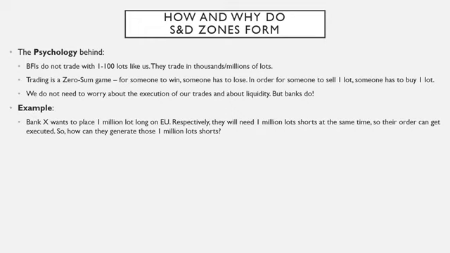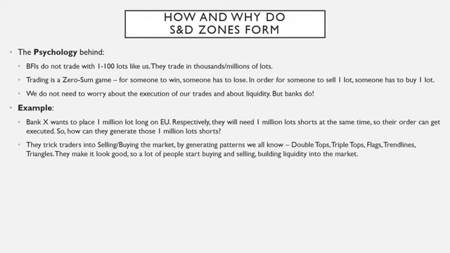And usually that seller of 1 million lots is not just going to be one person. It is us, it is the whole market. So they need to actually find and generate those 1 million lots of shorts. How do they do this? Well, they trick traders into selling and buying the market, and they generate the patterns we all know.